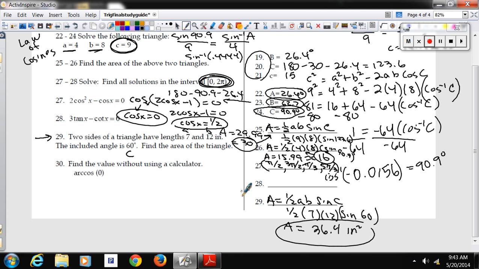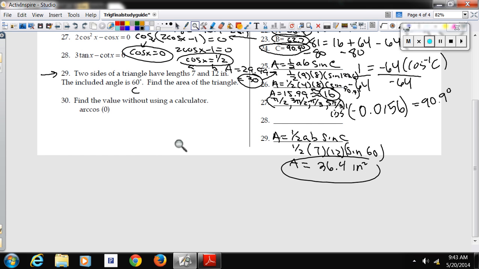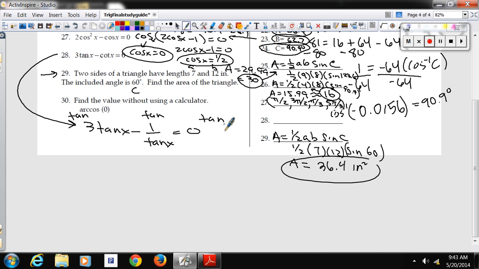The last one as far as the solving goes is 28. Let's bring this one down here. You're going to get 3 tangent minus cotangent, which is 1 over tangent, equals 0. I'm going to multiply everything by tangent because I don't want a fraction. So the tangents will cross out, and you'll get 3 tangent squared minus 1 equals 0. The tangents canceled out, leaving a 1, and these two tangents multiplied to give tangent squared.